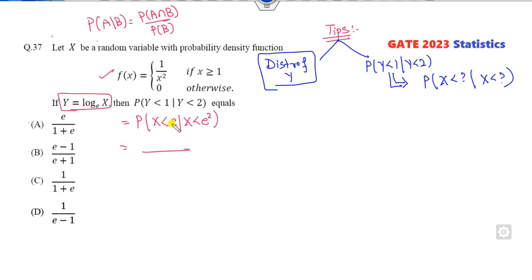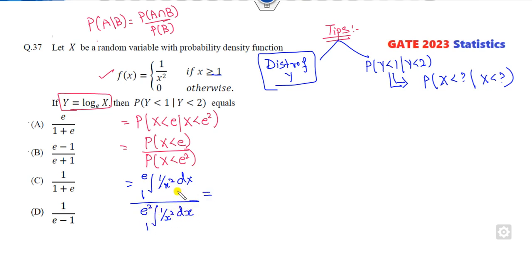So what is the probability of the A intersection B? X less than e. What is the probability of this? It is e square. Fine. Now you can take, what is that? This is integration, lower limit is 1, so 1 to e, 1 by x square, divided by 1 to e square of 1 over x square dx. So what is the integration of this? Minus 1 by e, so it's 1 minus 1 over e, and 1 minus 1 over e square.